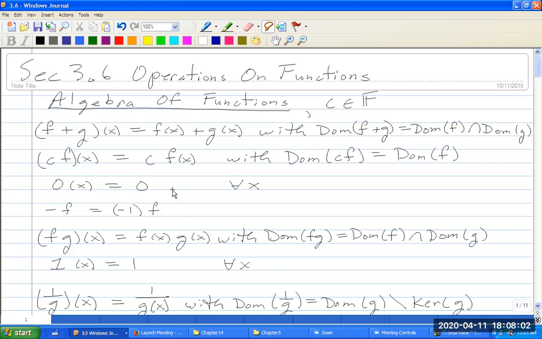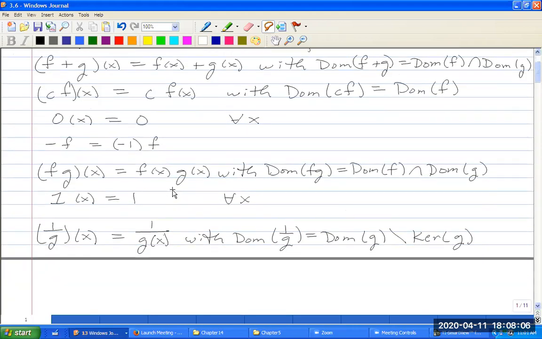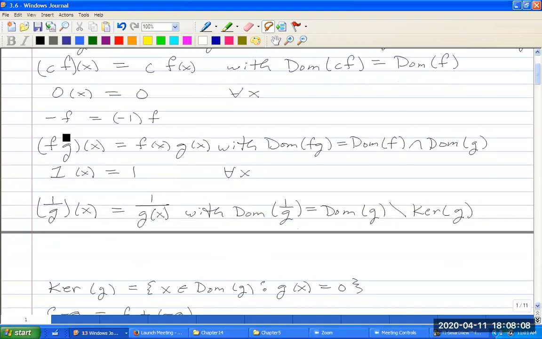We'll define the product of two functions to have the following rule. F times G at X is just F of X times G of X, where the domain of F times G is just the domain of F intersect the domain of G. I'll define the function 1 as equaling 1 for all X.